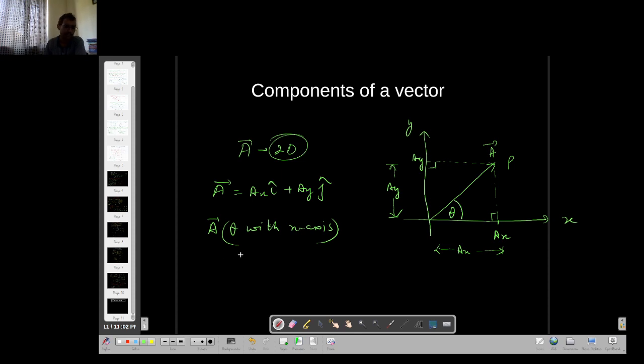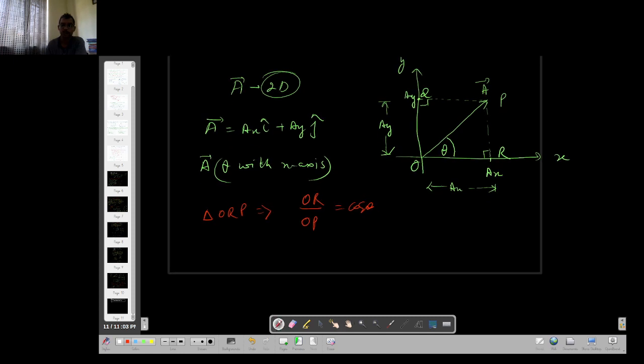let me consider now this triangle. Say this point is Q and this point is R, and this is O. Now consider the triangle ORP. In this triangle, OR over OP is equal to cos theta. And what is this OR? This OR is basically Ax, and OP is the magnitude of vector A, and it is equal to cos theta. So from here Ax comes out to be mod of A cos theta. That's what we are getting.